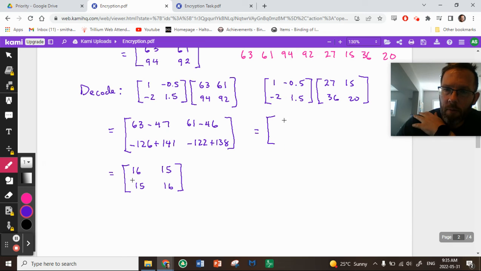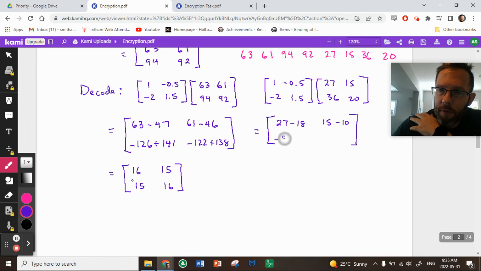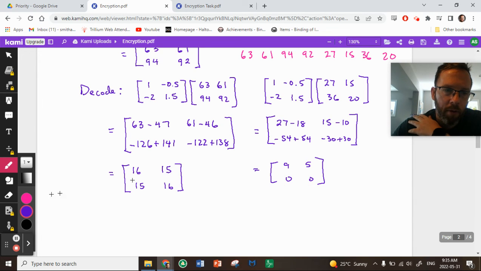And for this one, we get 27 minus 18. 15 minus 10. Then we get negative 54 plus 54. Negative 30 plus 30. 9, 5, 0, 0. So our decoded matrix is 16, 15, 15, 16, 9, 5, and then 0, 0.